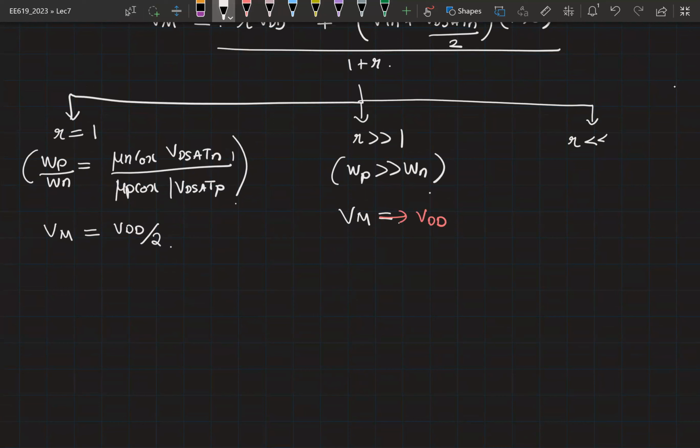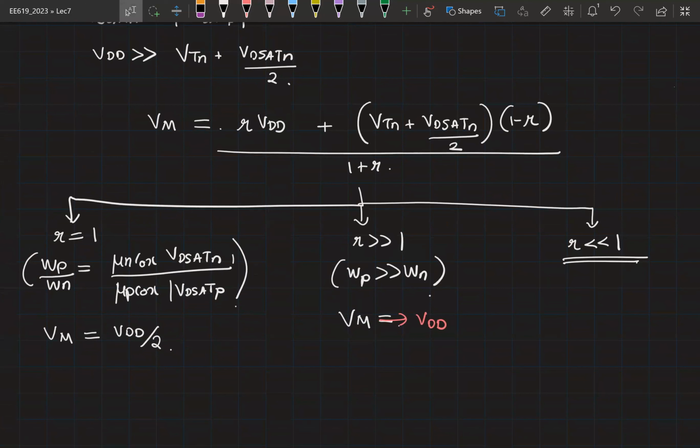Now, if R is much, much lesser than 1, can you tell me what comments you can make about Vm? Do you get 0 from here? If R is much, much greater than 1, what would be the denominator? Sorry, much, much lesser than 1. Denominator is 1. You have R here, and this is also 1. So now it depends on the relative magnitudes of R and how greater VDD is more than this, right? But you can definitely say that this will be a small value.